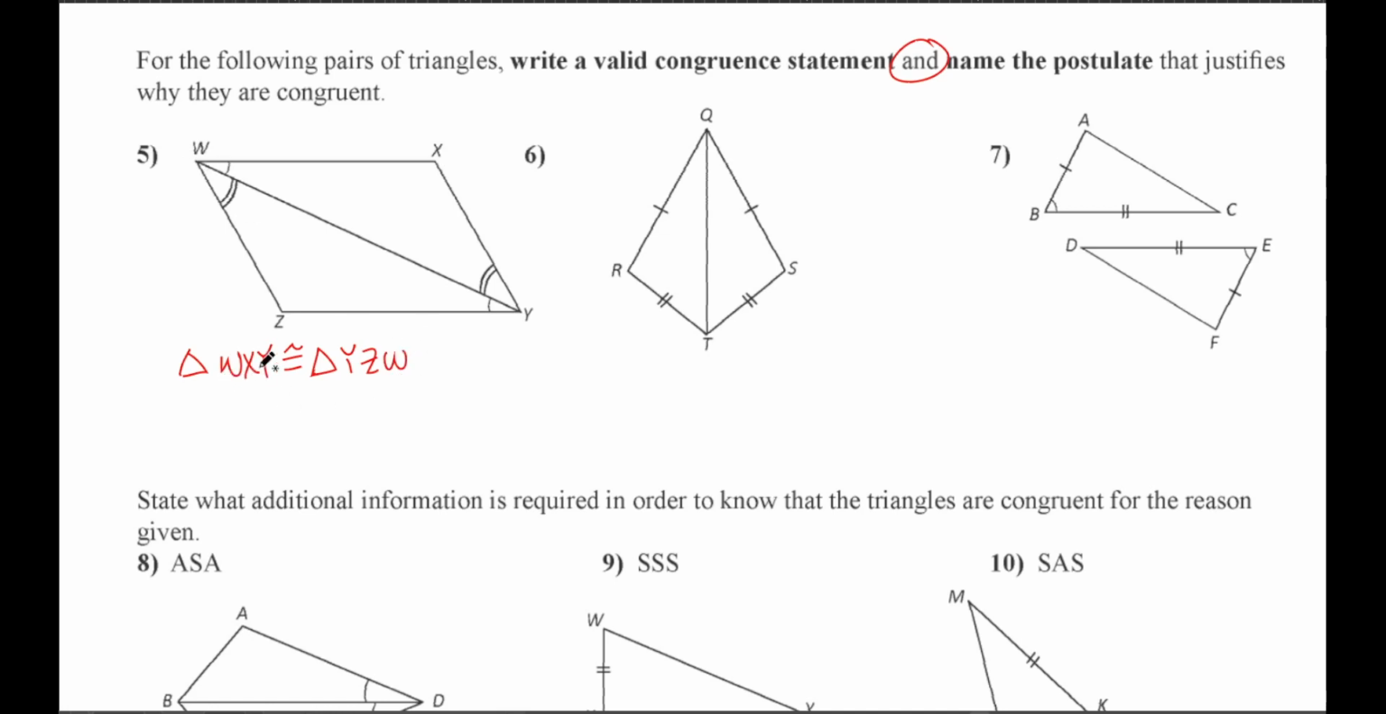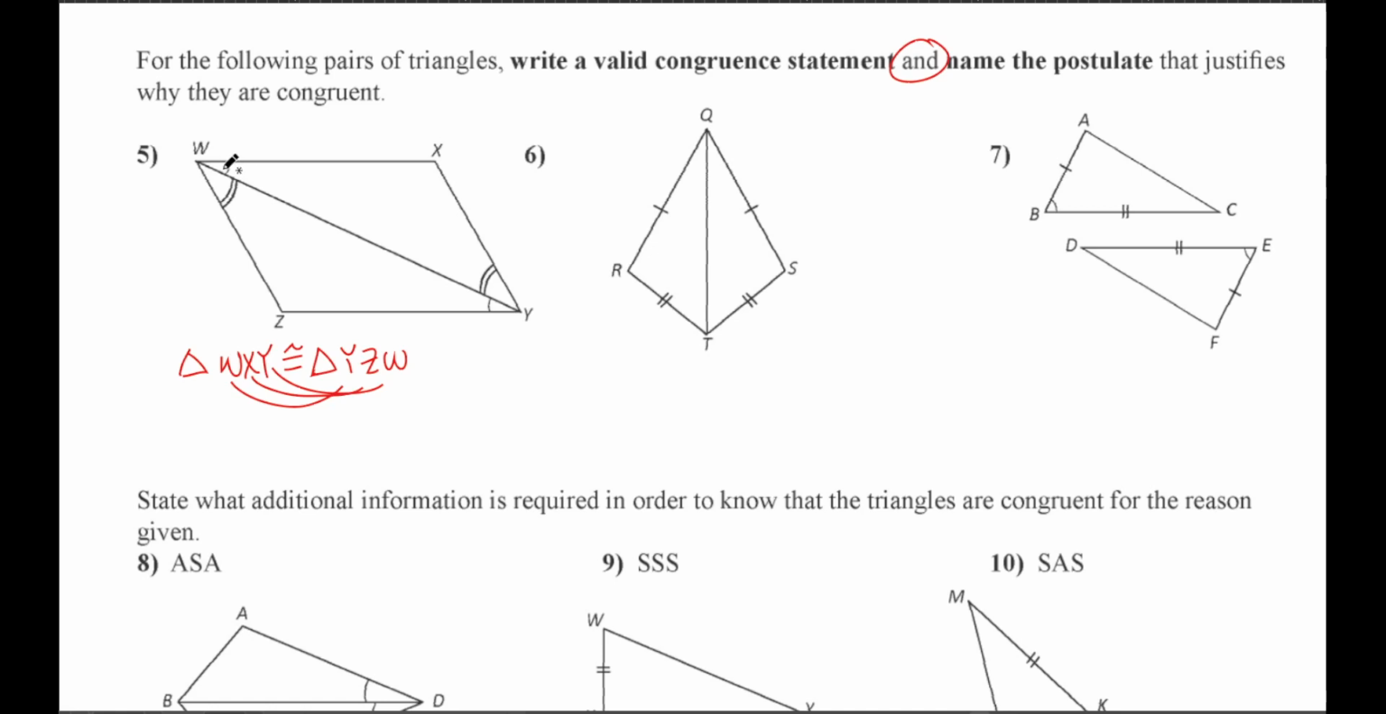Now, the WXY could be in a different order, right? But they have to match up. So the W and the Y have to go together. The X and the Z have to go together. And the Y and the W have to go together. So there's multiple ways you could write this answer and still get it right. Okay, but you got to make sure that those letters that I just told you have to be in the same spot. Okay? Everybody remembers this, right? That was here. What's the name of the postulate?